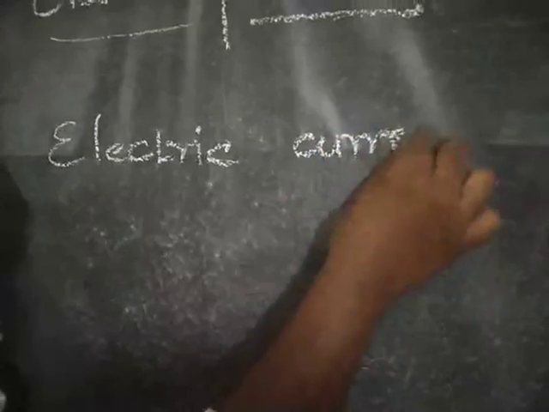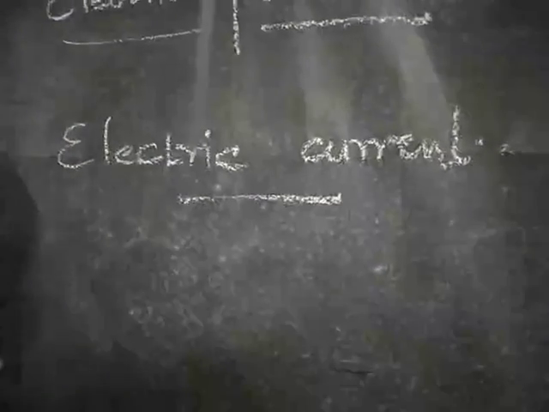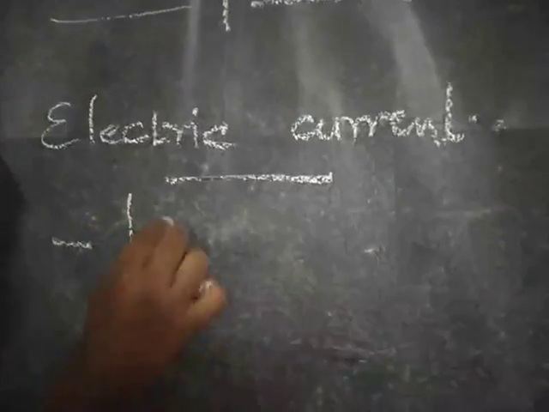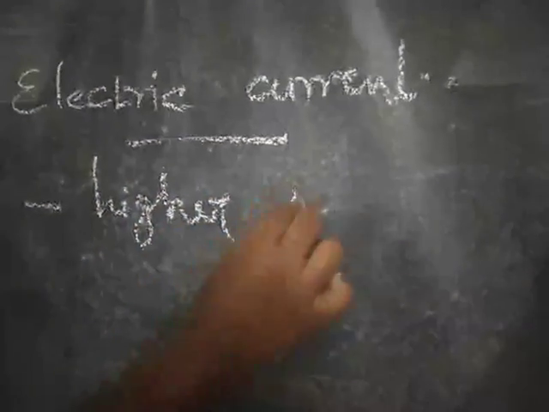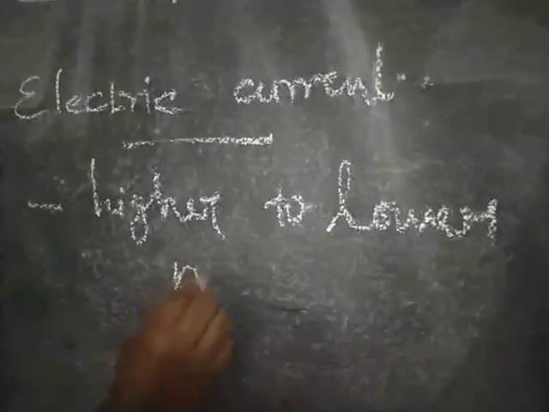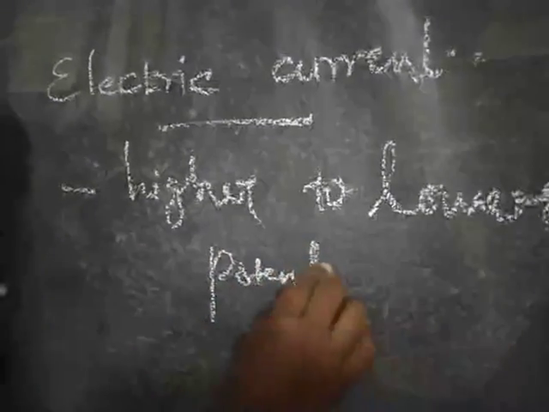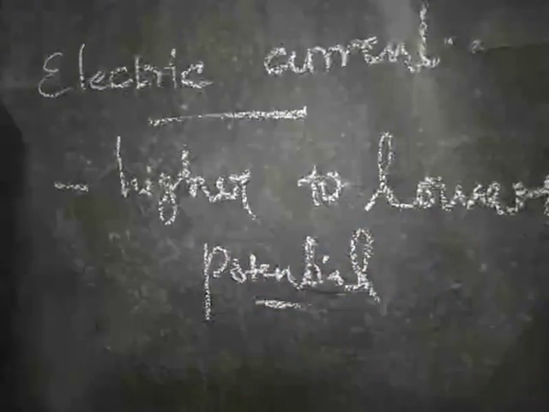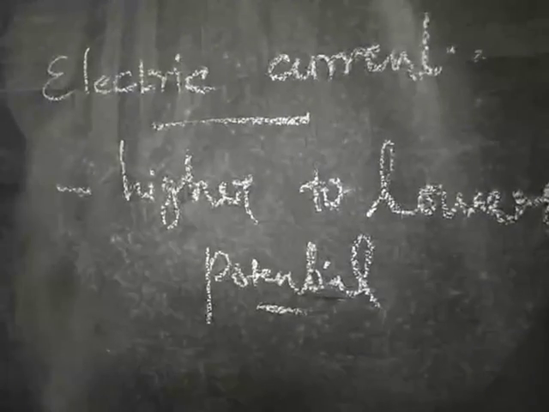Okay, next one, electric current. Usually, the flow of electrons is from which potential to which potential? From higher potential to lower potential. So that is electric current.